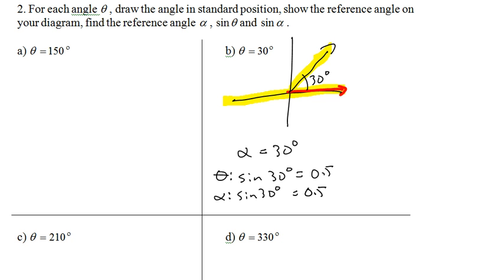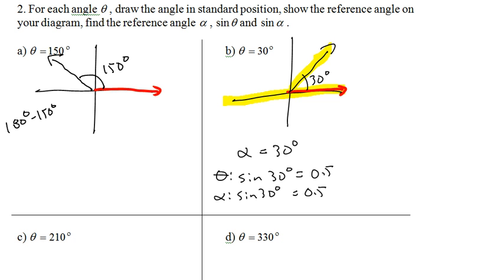Okay, let's have a look at part A. So there's my crosshairs, there's my initial arm, and 150, so that's going to be between 90 and 180, so that's going to be over here, and that's going to be 150 degrees there. Well, we can see that 180 minus 150 is going to give us 30 degrees in here. So my reference angle, alpha, is going to be 30 degrees again, like I designed it that way.